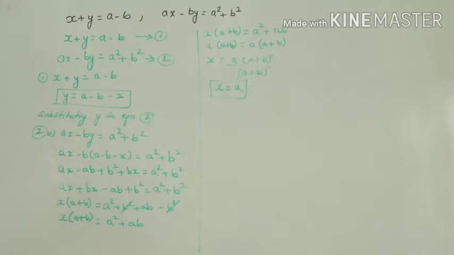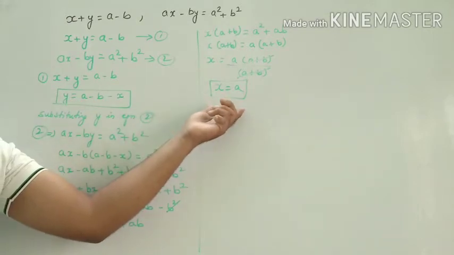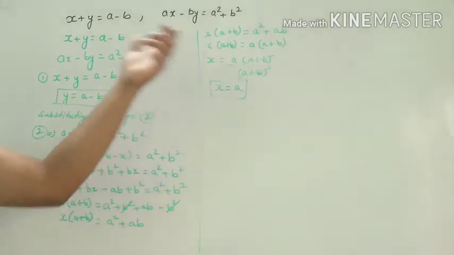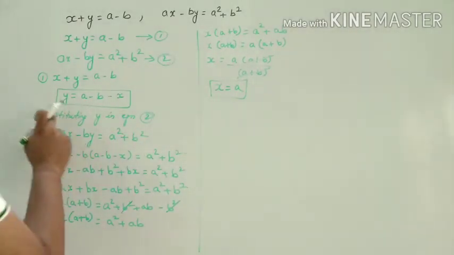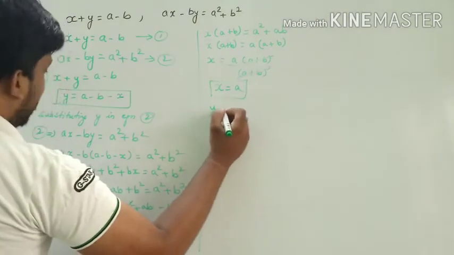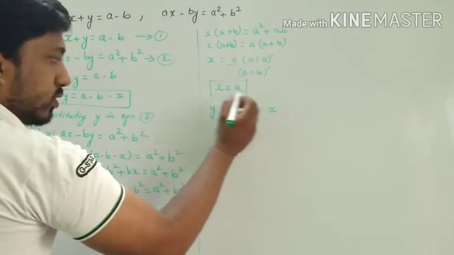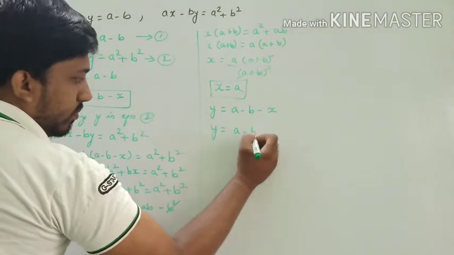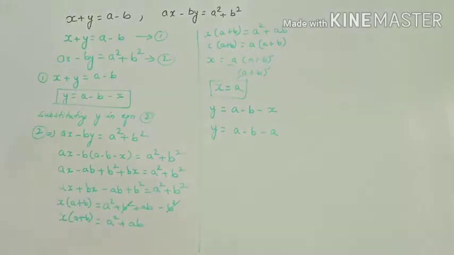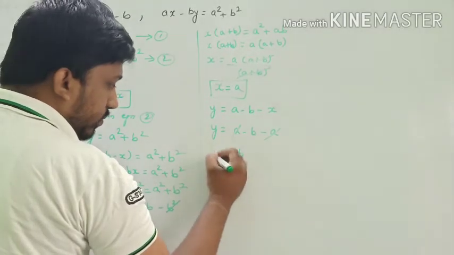Now I got the value x is equal to a, since there are no direct constant terms, so a and b are the constants. Now substituting this x in one of the equations, we will be getting y. Here we have taken y, right? The same thing, y is equal to a minus b minus x. In the place of x, because the value of x is a, I am going to write a. y is equal to a minus b minus a. Minus a plus a gets cancelled. So y is equal to minus b.